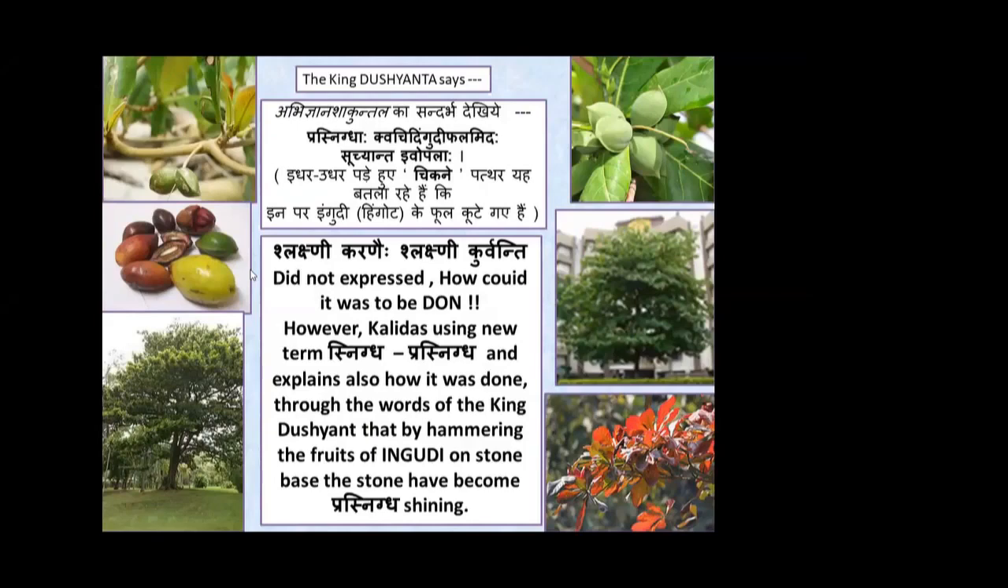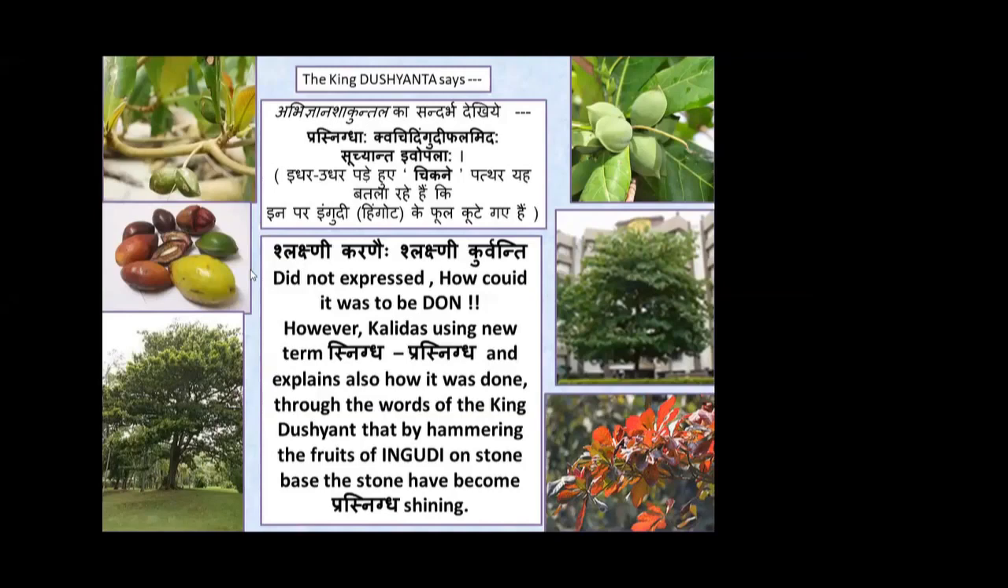Now in the first part of the drama, the first act, there is a 14th shlok where it is mentioned. The line runs like this: prasnigdhah kvachiding gudhi phalamidam suchyanta ivo pala. Now there is a reference of polished stone, and this, I don't say that it is the words of Kalidas. Actually, these are the words of the king himself.